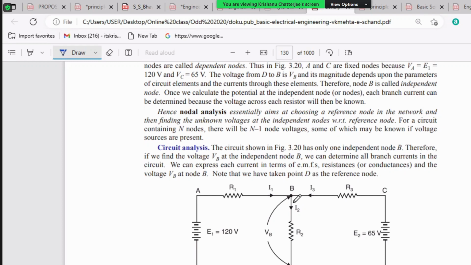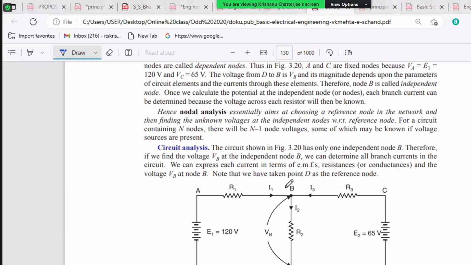And whenever you find out the voltages of the nodes, you will see that it is easy to find out the currents too. Finding out the voltages at the independent nodes will give you the currents also. So what is the procedure, how will we move on?